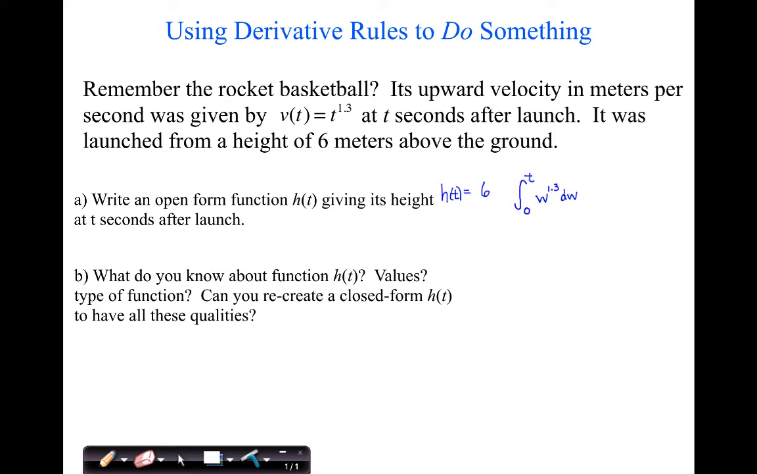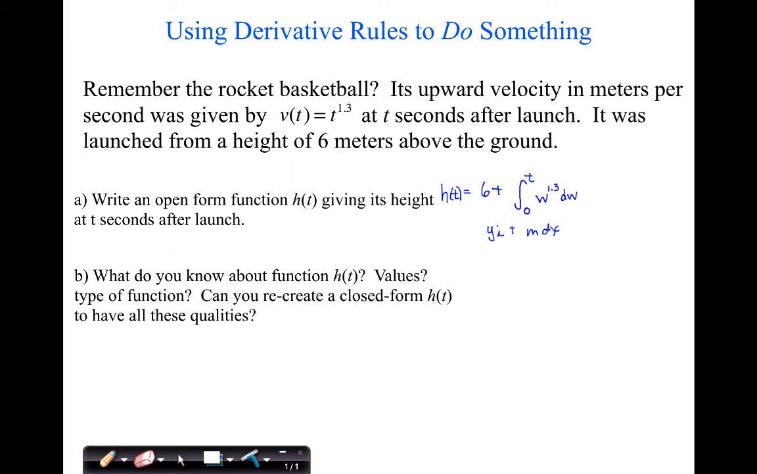I just have to add on my initial height. So this is my y initial plus the integral of m dx structure. Starting height plus what happened due to the rate of change. So this will work to give us h of t.